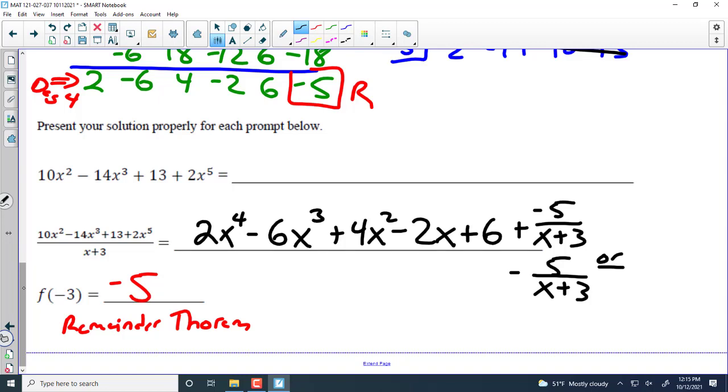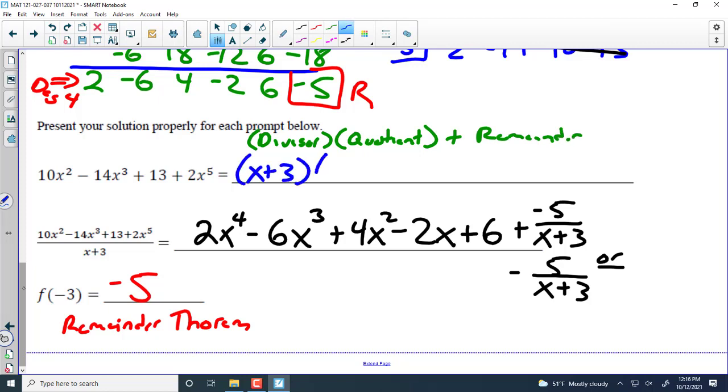This was the one where you did divisor times quotient plus remainder. So this is the one that would be x plus 3 times 2x to the 4th minus 6x to the 3rd plus 4x squared minus 2x plus 6, and then -5 on the outside. On that first one, are the parentheses important? Yeah, absolutely. Otherwise, I wouldn't have put them in there. Okay.